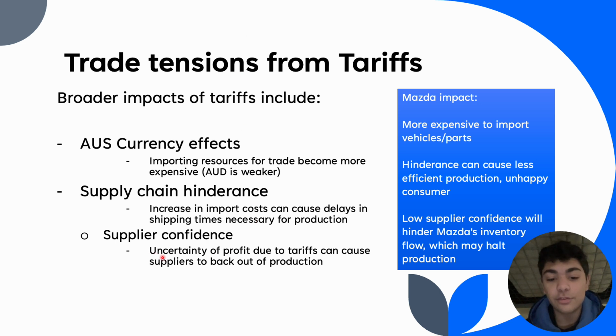So in Australia, in any country, the supply will be less confident as their country's dollar will be going down. So that might cause them to back out of production because they may not even be making a profit due to their dollar going down. And so this will also hinder Mazda's inventory flow, as we talked up here, the hindrance to the supply chain, and this may even halt production, and that's bad.